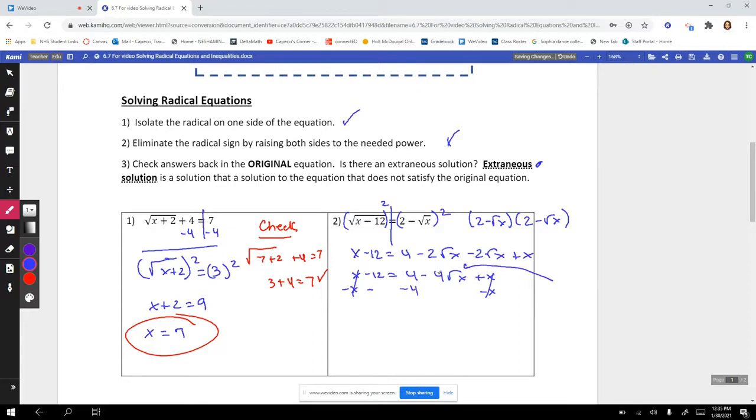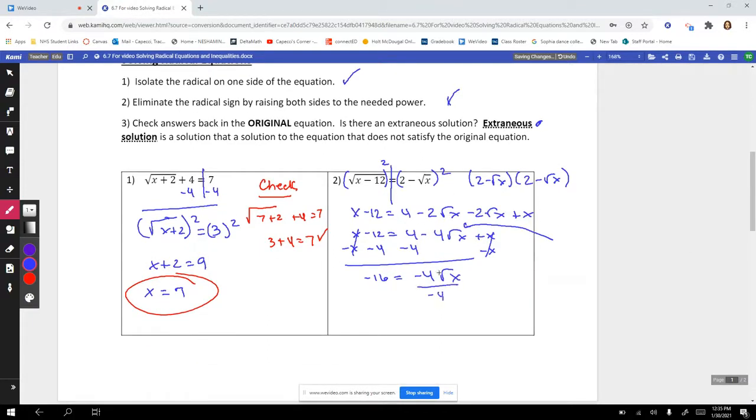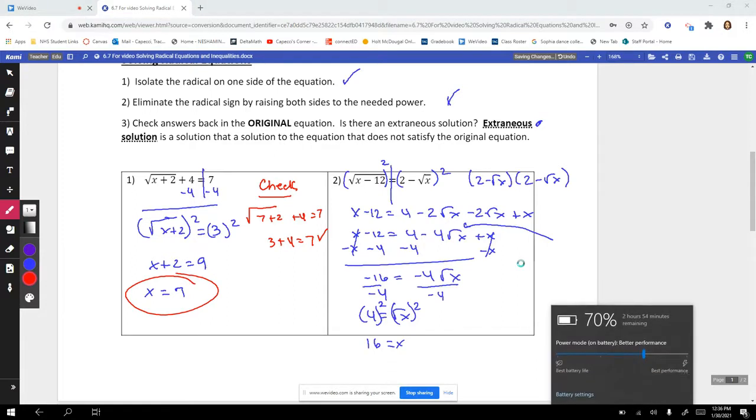So I'm going to bring negative 4 to the other side, and I have negative 16 is equal to negative 4 root x. Now, again, I'm trying to isolate that radical sign the best I can. So I'm going to divide both sides by negative 4. So I have 4 is equal to the square root of x. And again, if I square both sides, I have 16 is equal to x. Okay, let's substitute it back into the original. So my check will be right here.